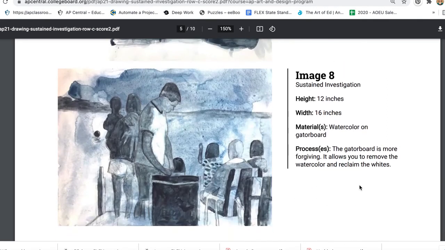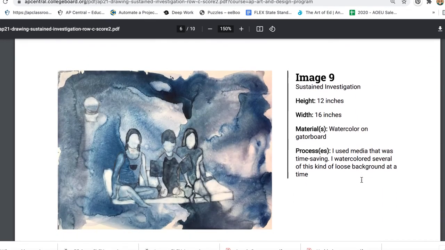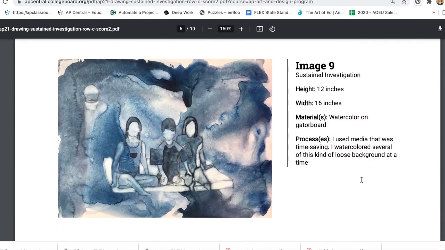Image 8. The Gator board is more forgiving. It allows you to remove the watercolor and reclaim the whiteness. Image 9. I used media that was time-saving. I watercolored several of this kind of loose background at the time.